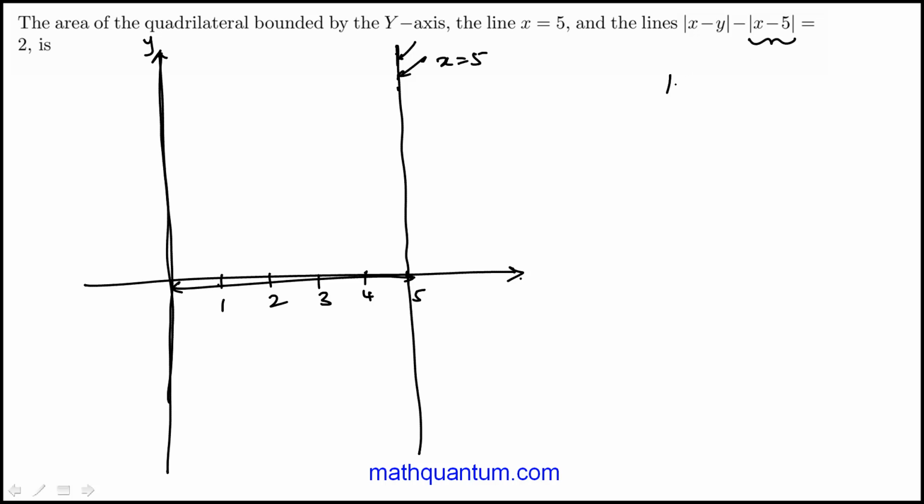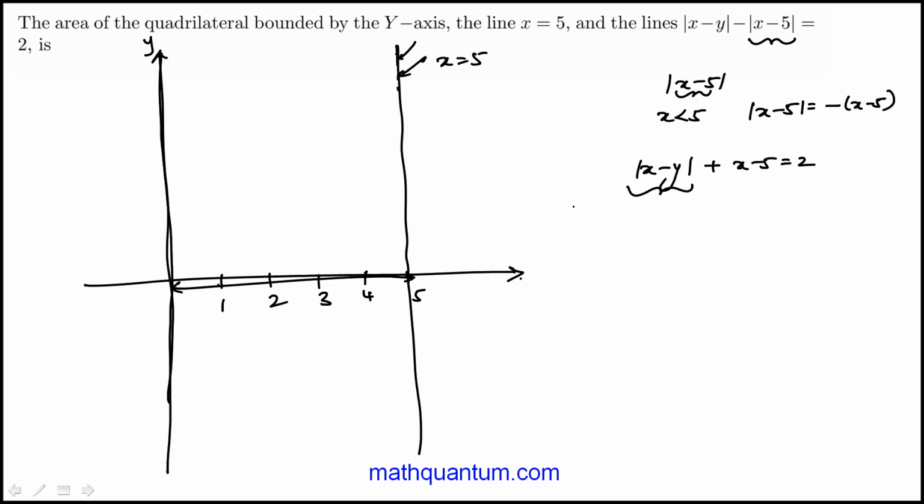And we can deal with this absolute value of x minus 5 because here x is less than 5. So in this case, absolute value of x minus 5 would be minus of x minus 5 because x minus 5 itself is negative. So if we replace that here, x minus y, this will become a plus. And next we have to remove this absolute value.